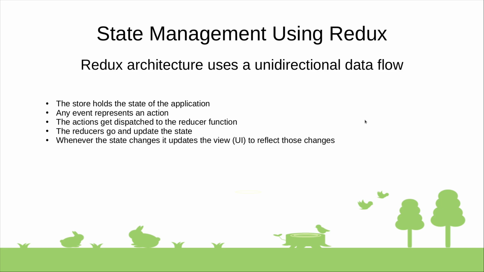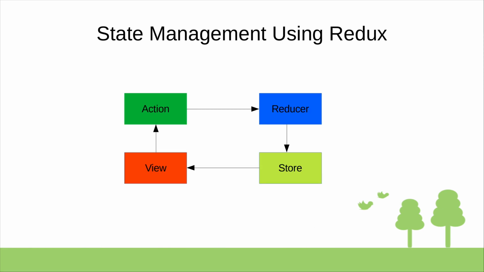So in Redux architecture, it actually uses a unidirectional data flow, which means that the store will hold the state of the application, and any event that happens in the application represents an action. Whenever an action is triggered, it will dispatch the action to the reducer function, and the reducers will then go and update the state. And whenever there is a change in the state, it will update the view, which is the user interface. So this diagram represents the state management using Redux.